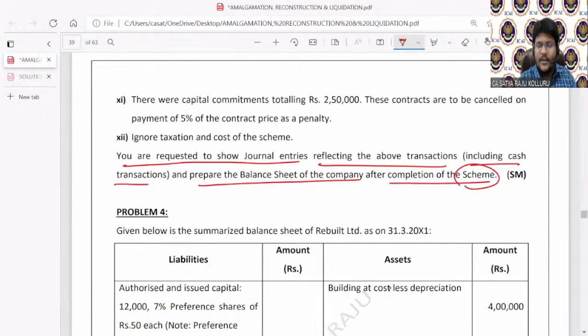So first, if you want to adopt the internal reconstruction procedure, you need to frame a scheme. Such a scheme should be ultimately submitted to the NCLT. If NCLT gives approval, then only you can start doing the things related to internal reconstruction. So you need to pass the journal entries for such internal reconstruction, as well as the balance sheet after completion of the scheme. At the time of preparing such balance sheet, you should add the word unreduced under brackets.